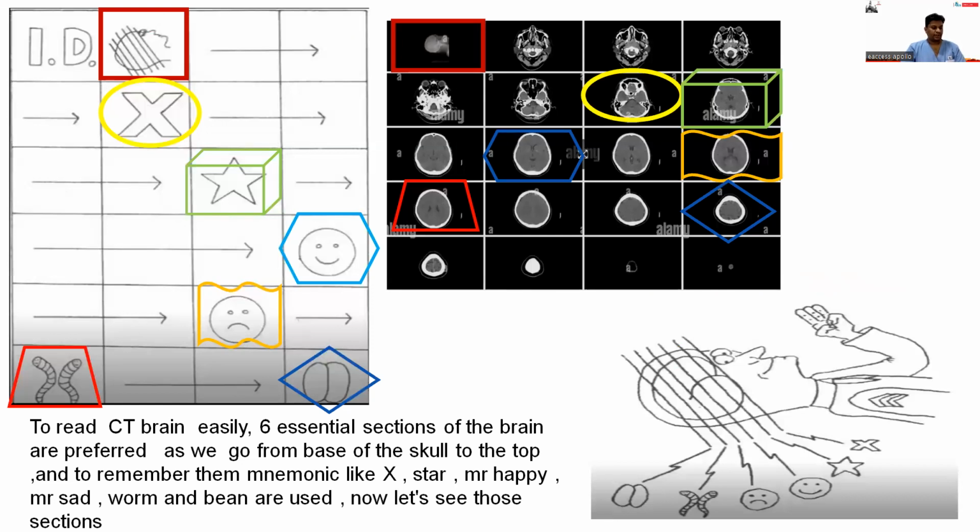The CT film is divided into little boxes. The first box represents the patient ID. Then this box is the scout window. Then there are six main sections which I remember with different mnemonics: X star, smile, Mr. Happy, Mr. Sad, worms, and bean, for my convenience. And these are represented here, as you can see.